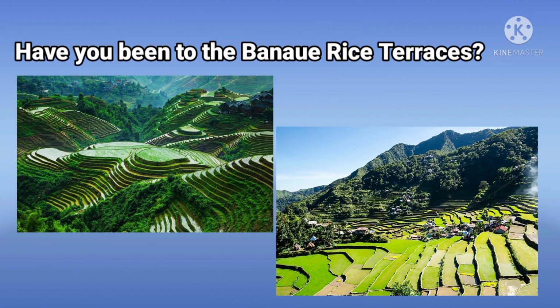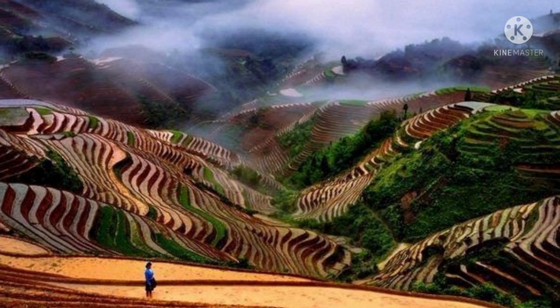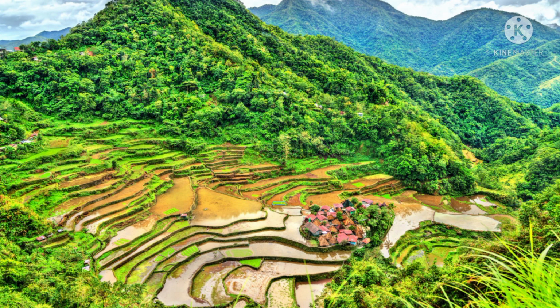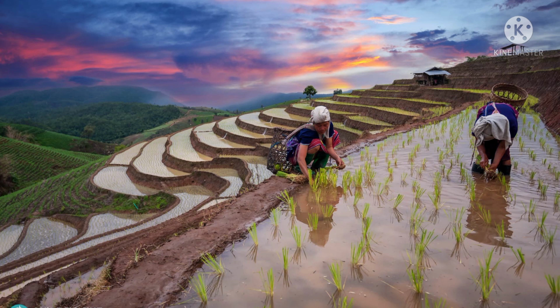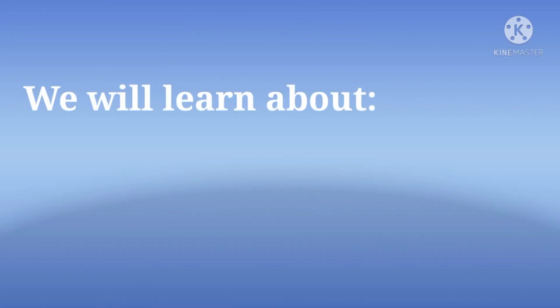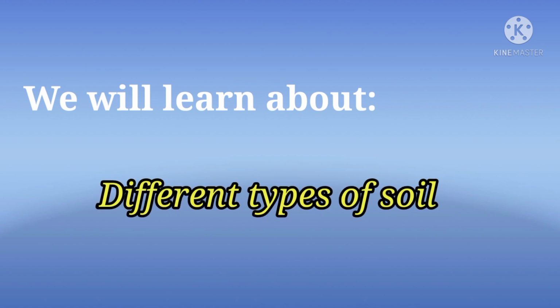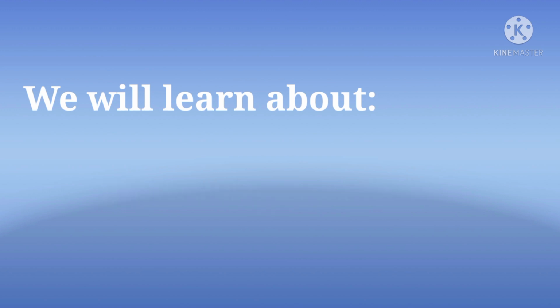The rice fields that comprise the terraces were carved by the Ifugaos with their hands. The terraces follow the natural contours of the mountain. Because of this, parts of the Banawe rice terraces are recognized by UNESCO as a World Heritage Site. The said terraces are suitable for farming because of their fertile soil. In today's lesson, we will learn more about the different types of soil and their suitability for plant growth.